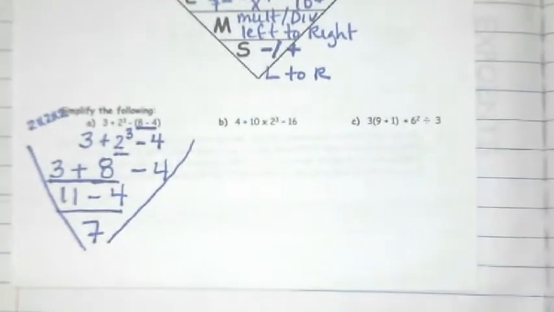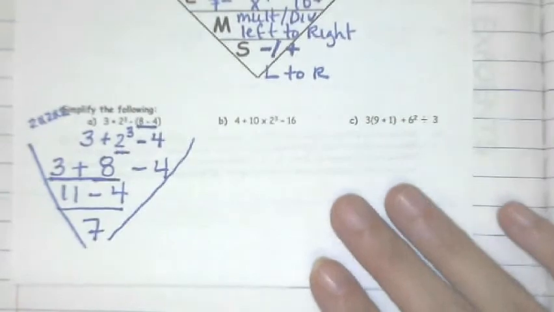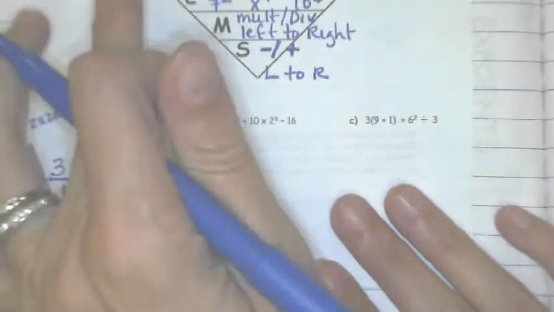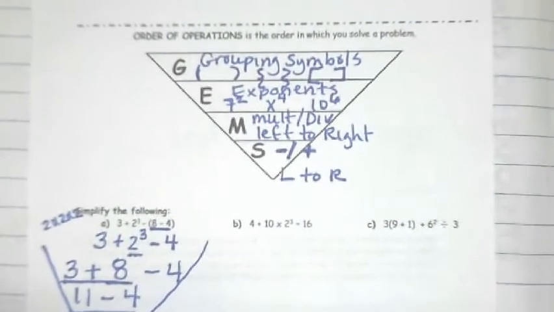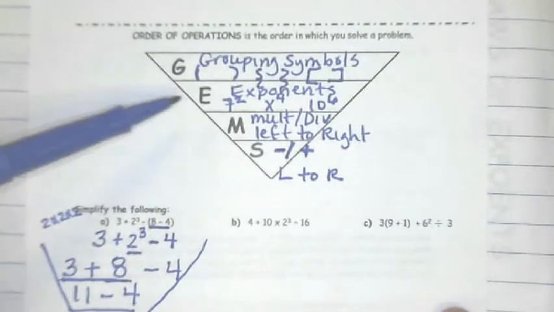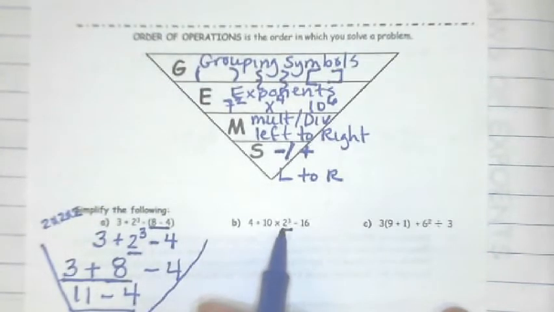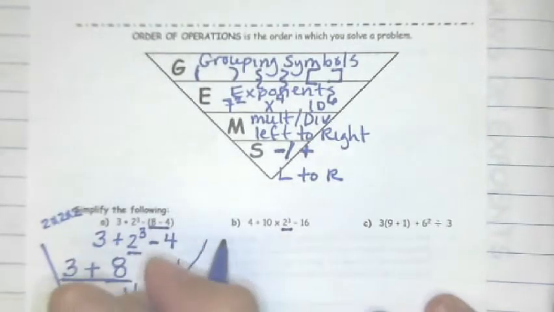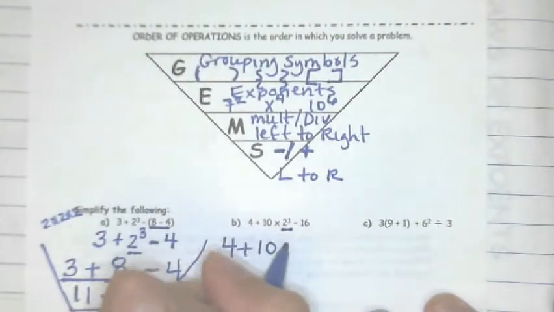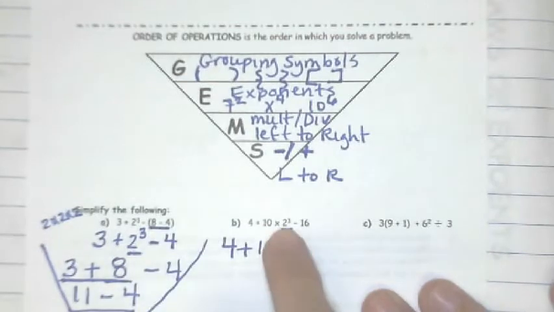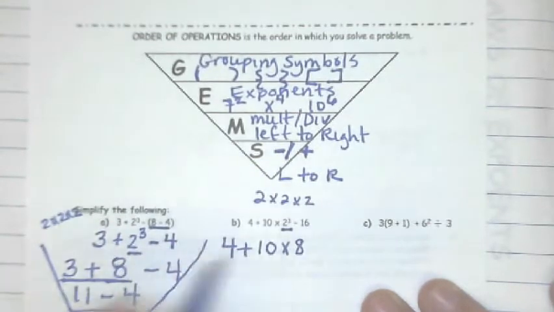Let's do B. Again, starting at the top, do I have any grouping symbols? I'm looking at, alright, I don't have any grouping symbols, so I'm going to go to E, which is exponents. Do I have any exponents? I do, 2 to the third. So I'm going to rewrite 4 plus 10 times, well, 2 to the third, that's 2 times 2 times 2, which is 8. Okay, so I rewrote that as 8 minus 16.